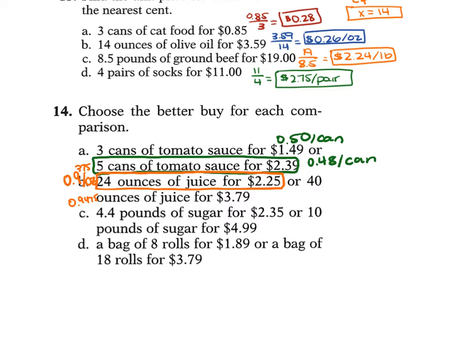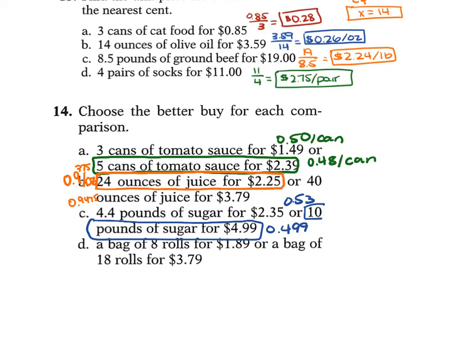For C, we have 4.4 pounds of sugar for $2.35 or 10 pounds of sugar for $4.99. So for the better buy here, we're going to do 2.35 divided by 4.4, which is 0.53. And then the 4.99 divided by 10, we're just moving the decimal point, 0.499. So the better buy here is the 10 pounds for $4.99.